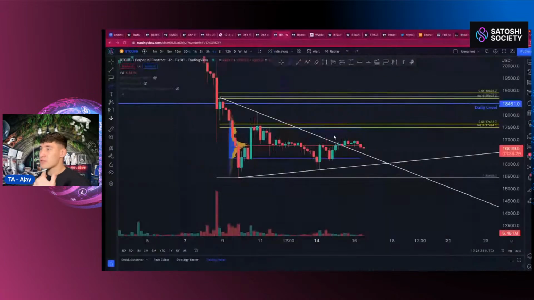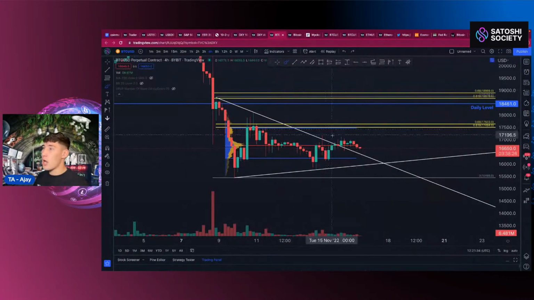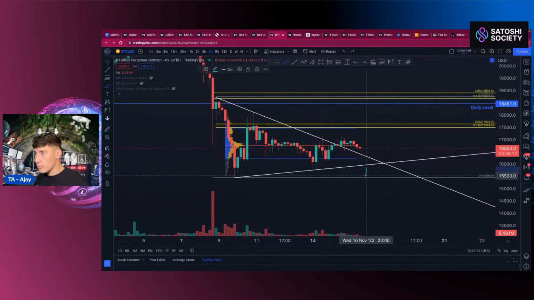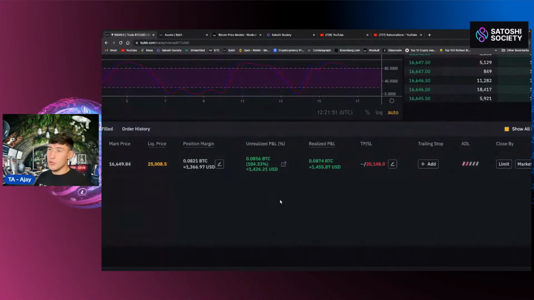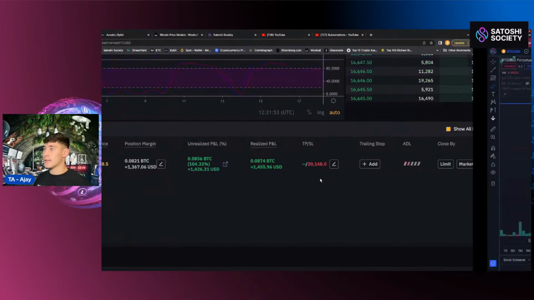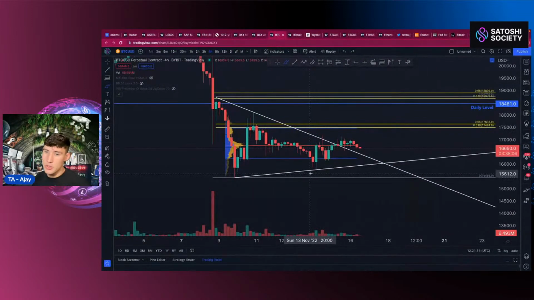So if this is a confirmed fake out and we come back down to this support level here, which as you can see has been major support here as well, and if we break that level with volume or retest rejection with volume, then yes, I'm going to add back into this short position, increase the size of this short position, and hopefully ride that all the way down to the bottom of the bear market.